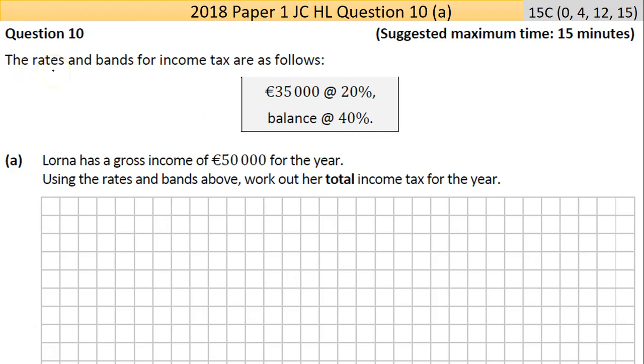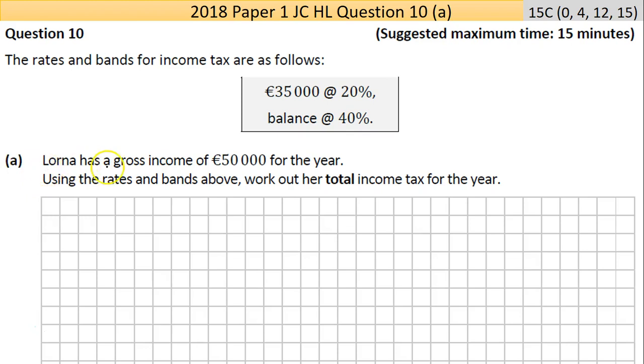So we have a question here, it's worth 15 marks, and it's a tax question. The rates and bands for income tax are as follows: €35,000 at 20% tax, and the rest of your pay or whatever income at 40%. So it's fairly standard. This will be called the standard rate cutoff point. So if you earn above this, you pay tax at a higher rate. It's the curse of all employees.